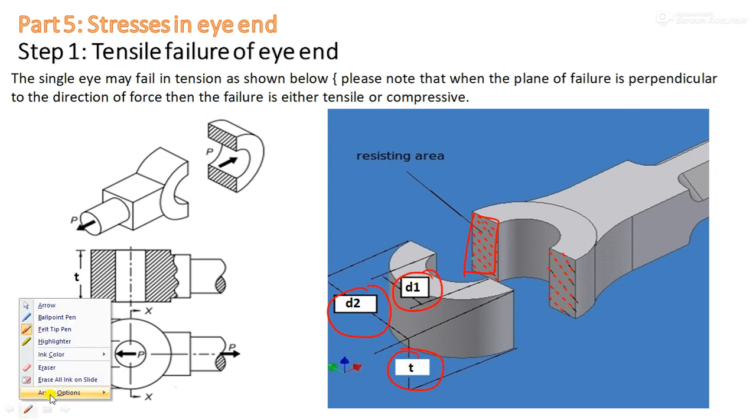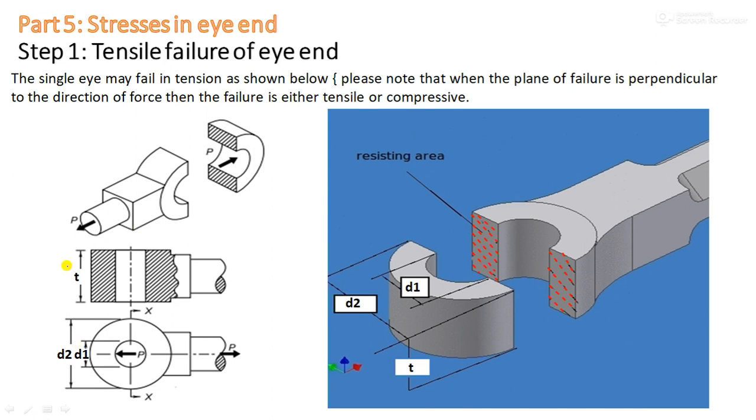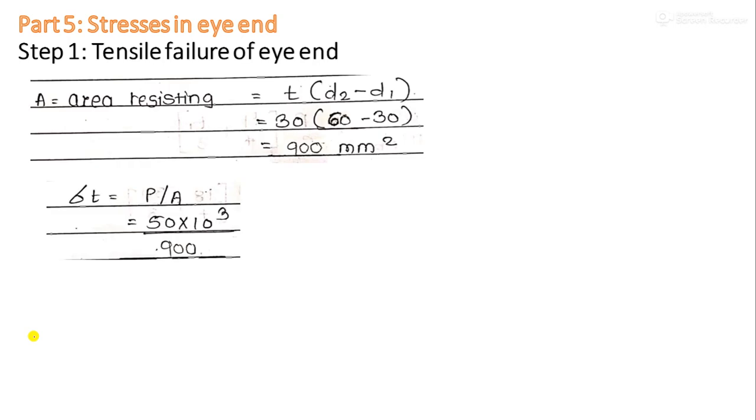Once you are able to calculate the area, you can calculate from here also. This is d2, this is d1, d2 minus d1 into t. Why t? Because we are considering an eye end, and the thickness of the eye end is t, and the thickness of the fork end is t1. So the area will be t into d2 minus d1. T is 30, d2 is 60, d1 is 30. Calculate: 900 mm square.